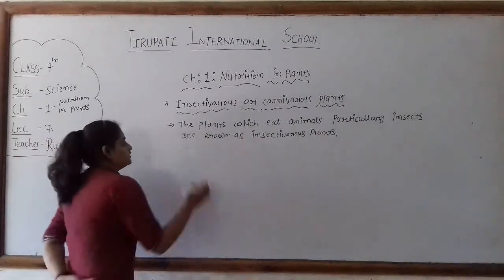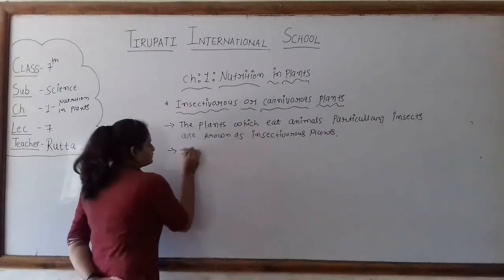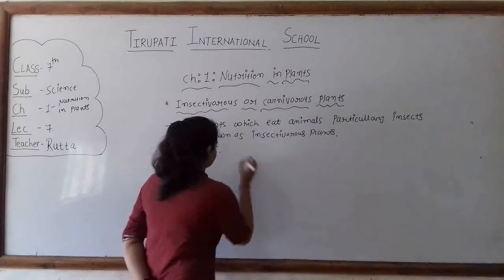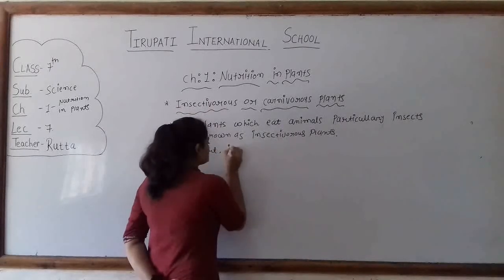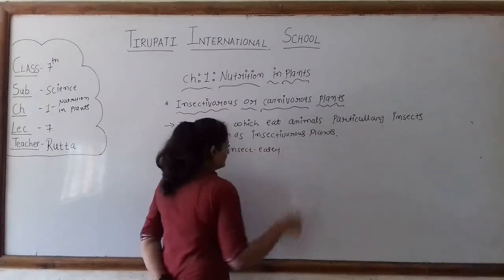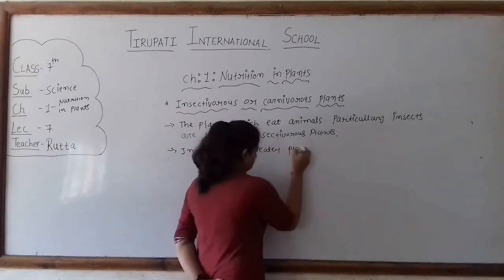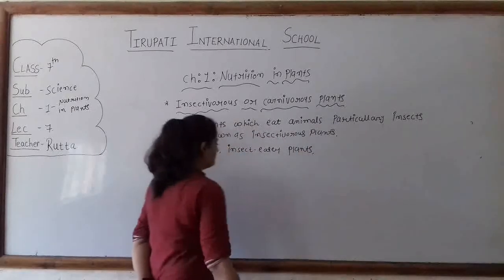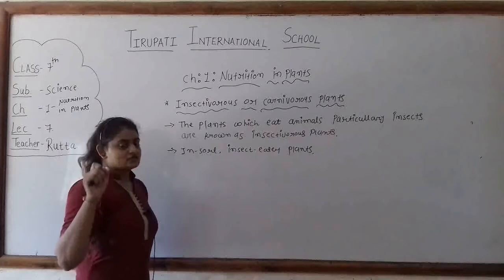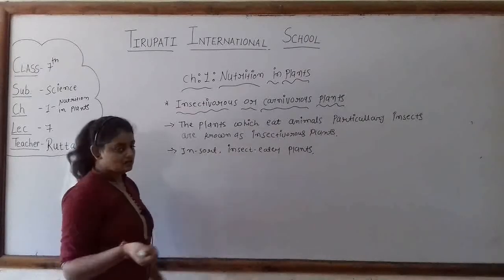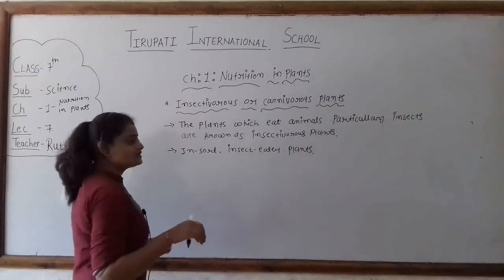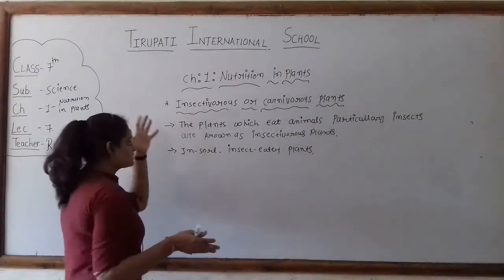So in short, they are the insect eater plants. The plants which can use insects or animals as their food are known as the insectivorous or the carnivorous plants. There are certain examples of the insectivorous plants.